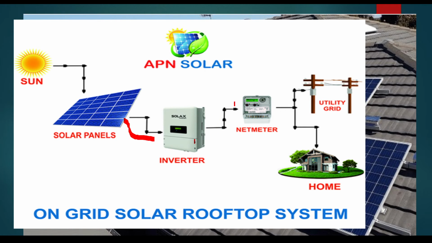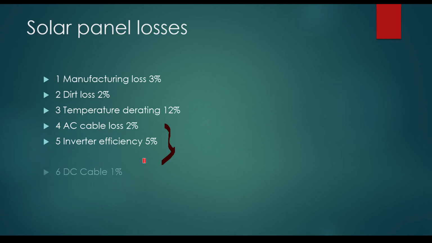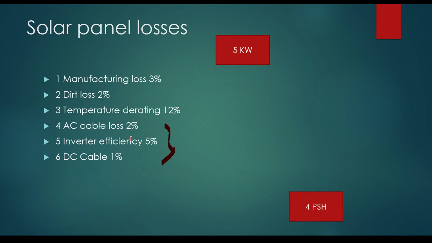And from the inverter to our meter, the wire, the cable, also has a 2% loss, guys. 1%, 2% losses, see here. So this cable, yeah. Now guys, my system is 5 kilowatt.